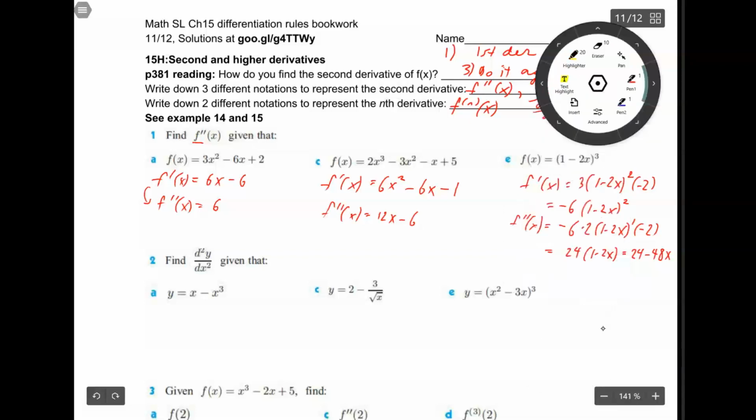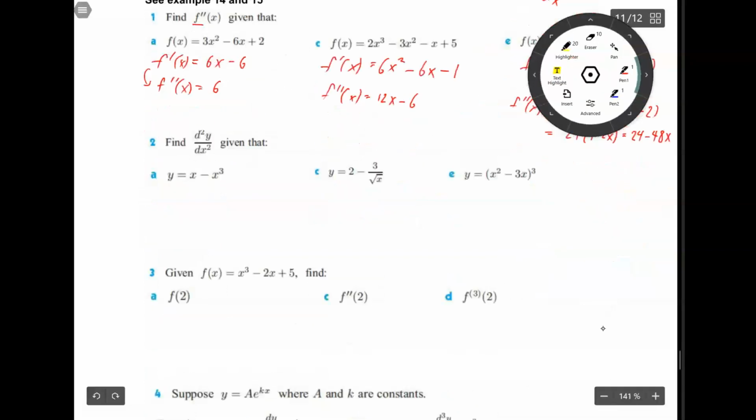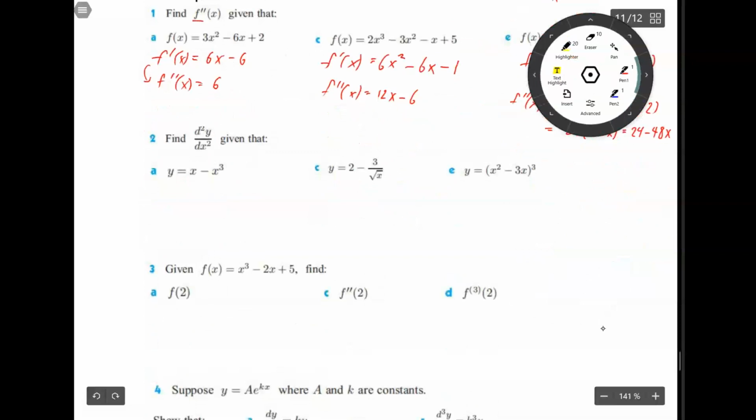Okay. All right. Now here they're just asking the same thing. They just asked with the other notation. Find the second derivative given that y equals x minus x cubed. So the first derivative would be 1 minus 3x squared. And the second derivative would be 0 minus 3 times 2x to the first. So that's equal to negative 6x.